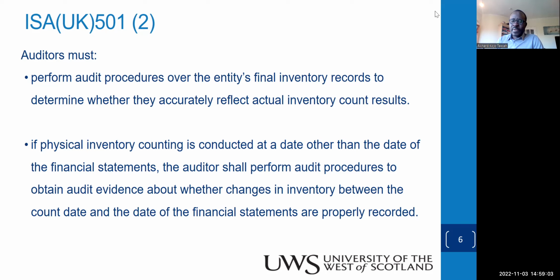Now, if inventory counts are conducted at a date other than the year end, mostly inventory counts will be counted or observed at the year end. But what if they do it prior to the year end? It means as an auditor, we must obtain reasons why they are doing that. Maybe they do it on a rolling basis. It's not because of our audit. They used to do it. Obtain the reasoning behind it.